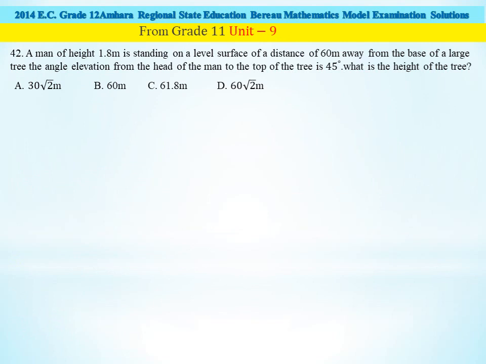Question number 42. A man of height 1.8 meter is standing on a level surface at a distance of 6 meters away from the base of the largest tree. The angle of elevation from the head of the man to the top of the tree is 45 degrees. What is the height of the tree?